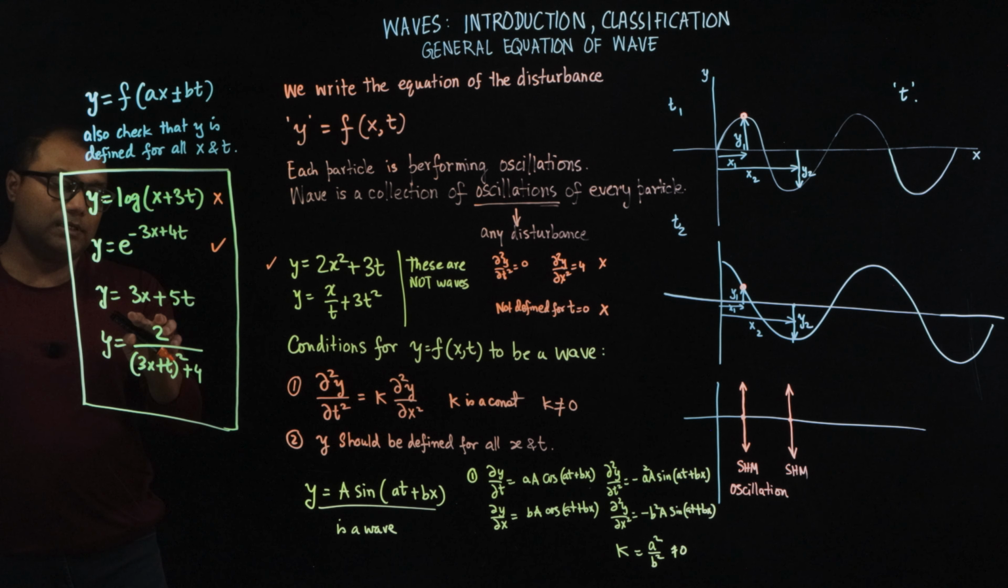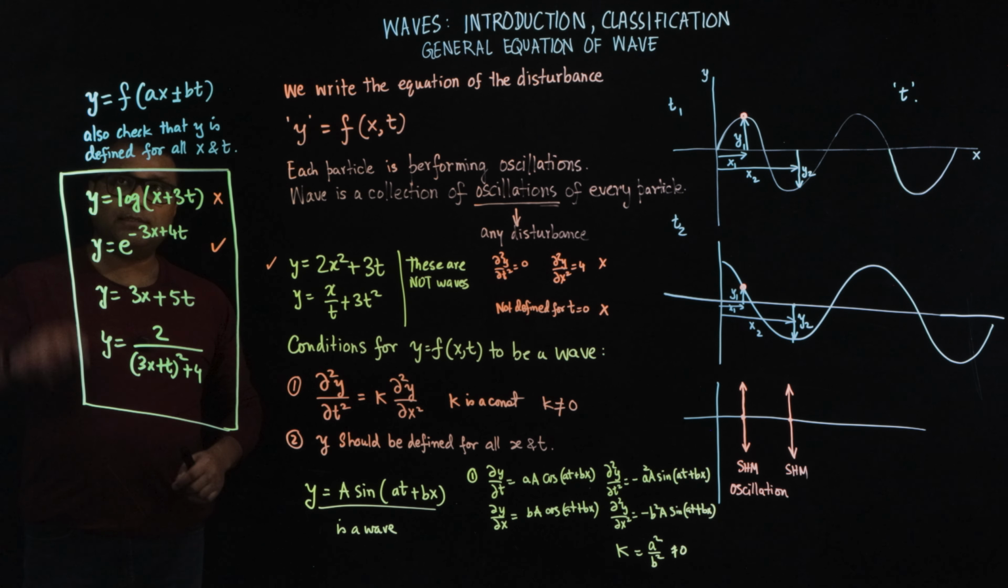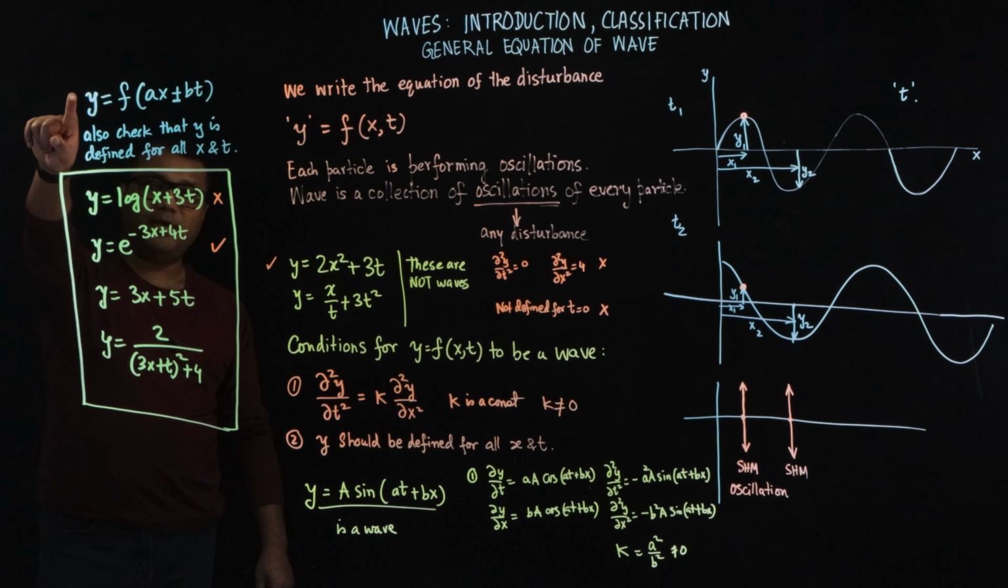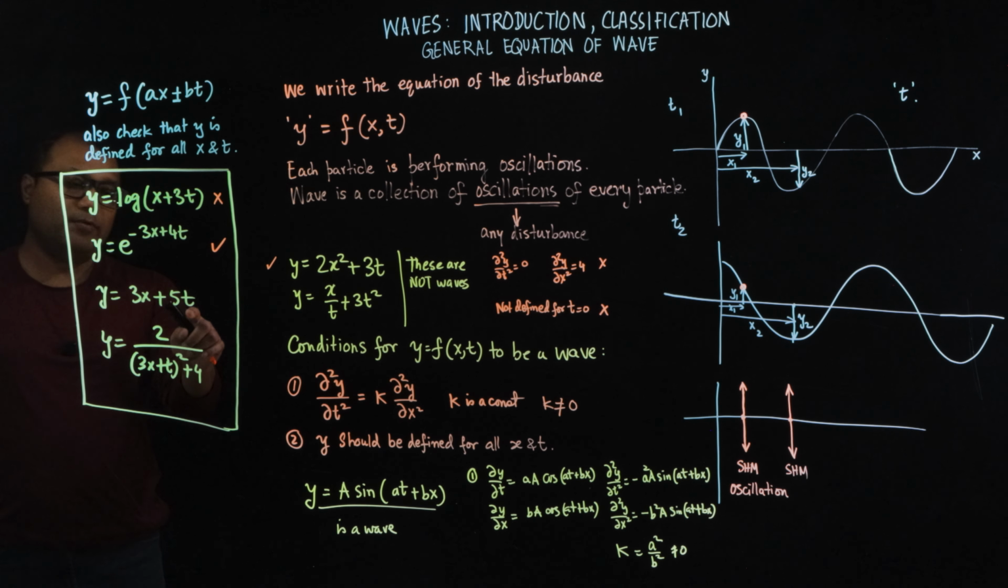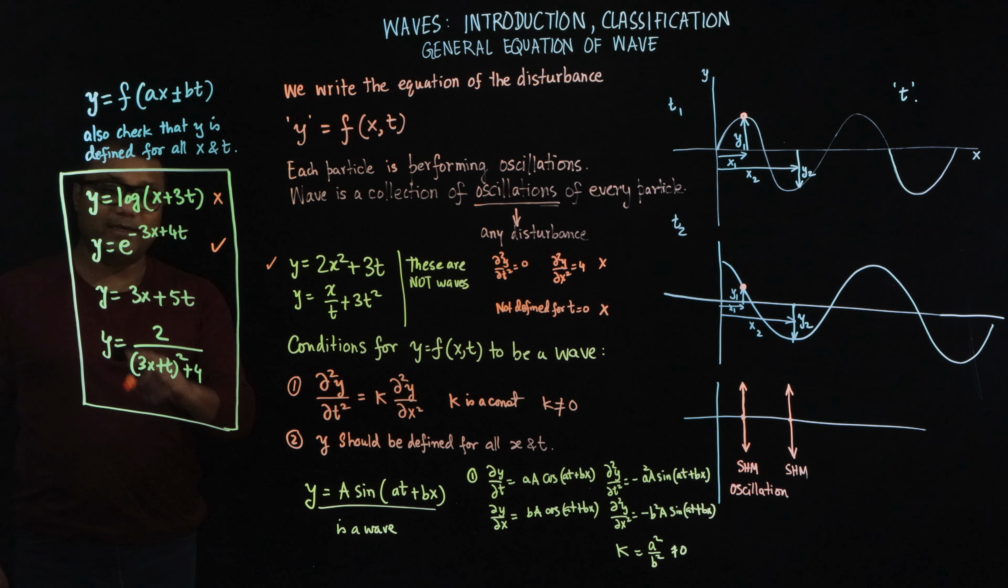Is this a wave function? It might look like it. It is actually of the form f of ax plus bt, but as time increases, as t tends to infinity, y tends to infinity. So y is not defined for long times.